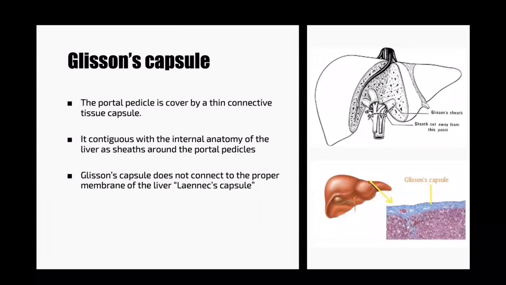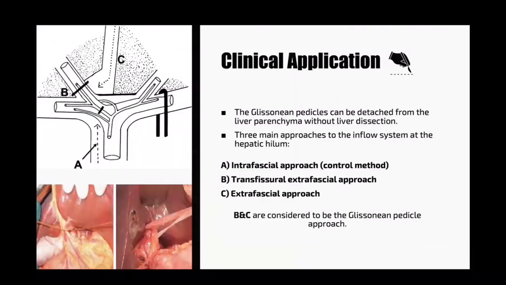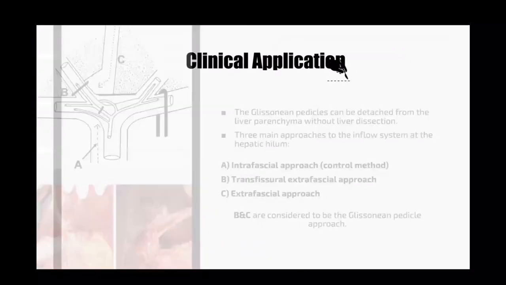Moving to the Glisson's capsule, which is a thin connective tissue capsule, and its role is covering the internal anatomy of the liver and the portal pedicles. We should note that the Glisson's capsule, which covers the portal pedicles, is separate from the proper membrane of the liver, which is called the Laennec capsule. This allows us to divide around the portal pedicle and deal with it as a whole through the extraglissonian approach, or to deal with each one individually through intraglissonian approach or intrafascial approach.